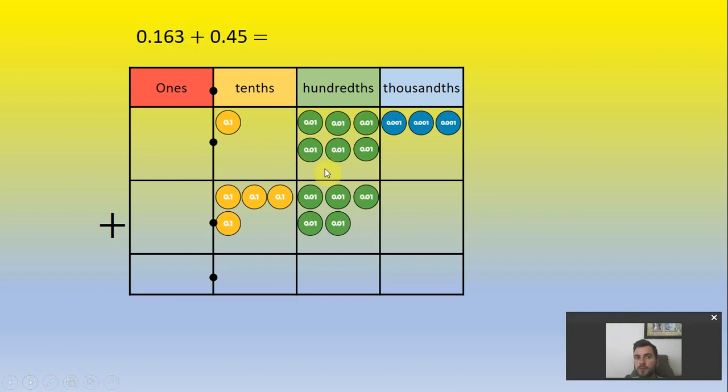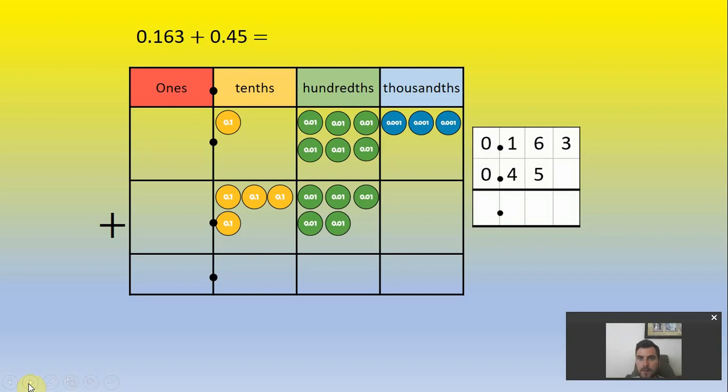It's really important here that you make sure you get the correct value in each column. Top tip: if you don't have the same amount of decimal places, stick a 0 in at the end to ensure that you've got 3 decimal places. It makes it a lot easier when you add them up. And here it is written as a number sentence.